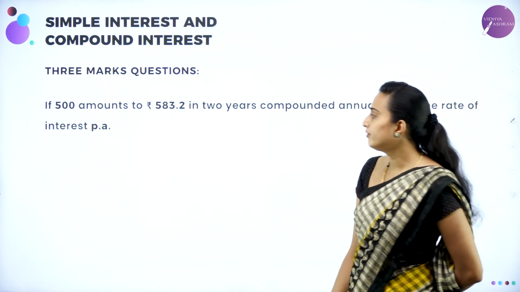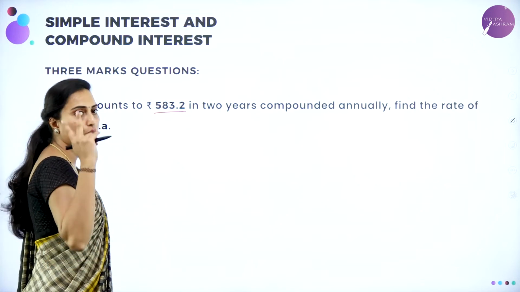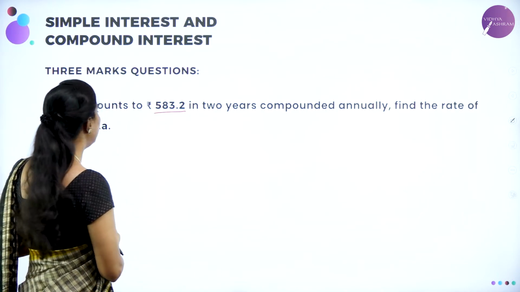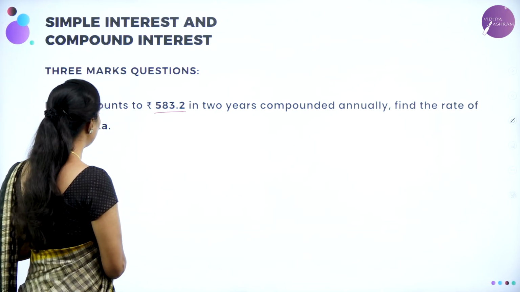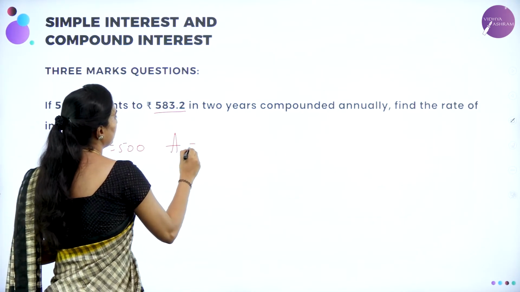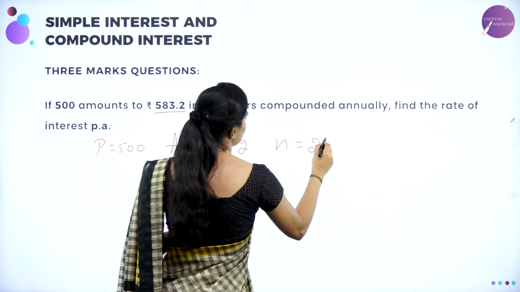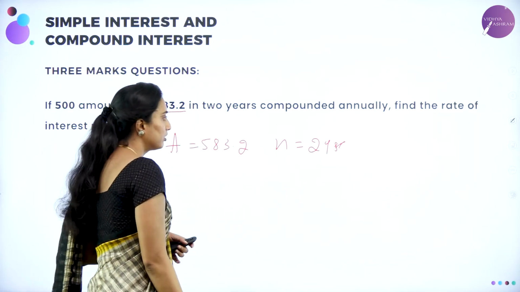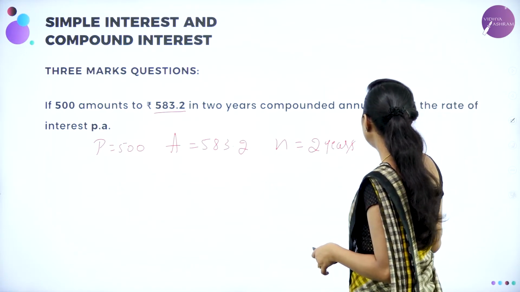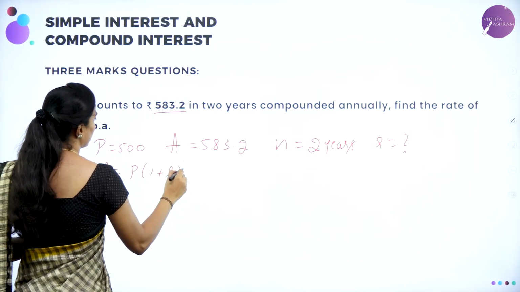Now what they have given: if 500 amounts to 583.2 in 2 years, compounded annually, find the rate of interest per annum. They have asked you to find out. What is P? P is nothing but 500. What is A? A is nothing but 583.2. And N is nothing but 2 years, correct? So what do you need to calculate? R is equal to what? Let me have the formula. A will be equal to P into 1 plus R whole to the power of N.